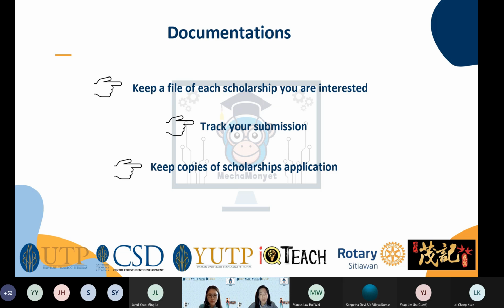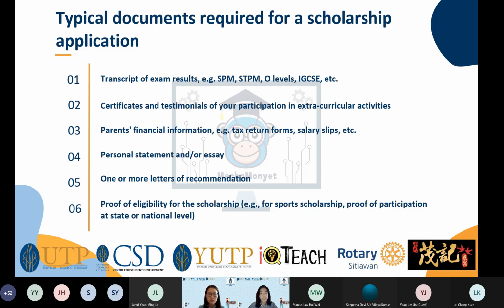Last but not least, make sure all the documents are scanned clearly and readable before sending them out. Alright, these are the typical types of documents required for applying for a scholarship. Transcript of exam results: SPM, STPM, O levels, or IGCSE.